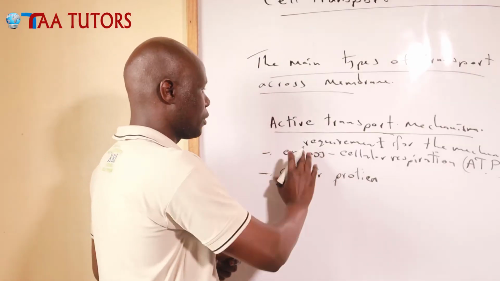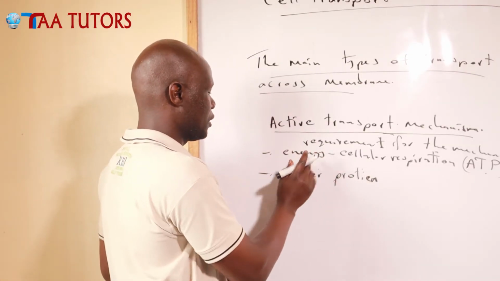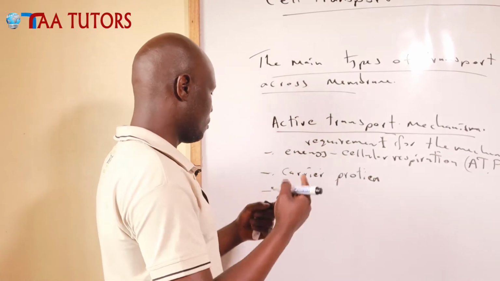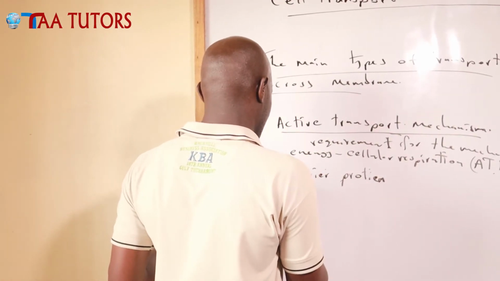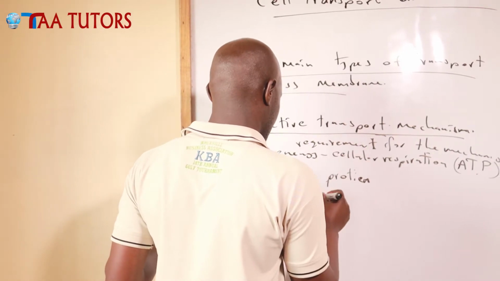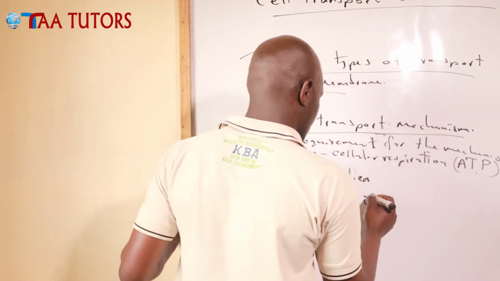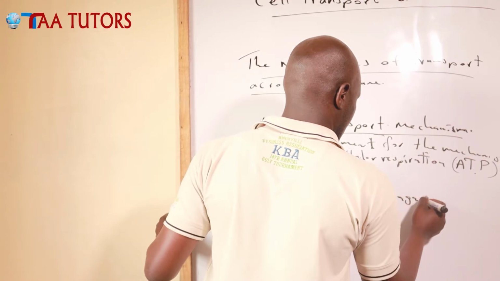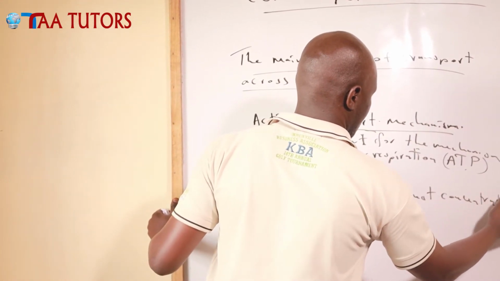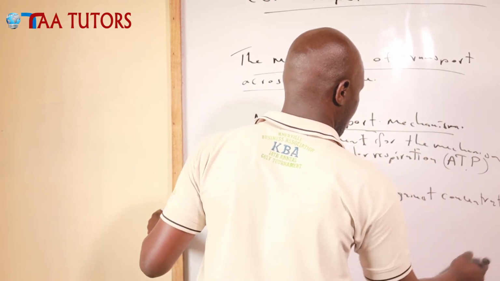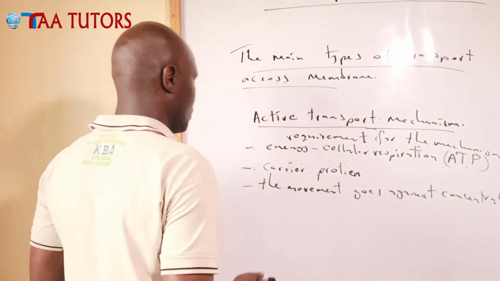Now, apart from the carrier and the energy, this movement normally goes against the concentration gradient. So the movement of the molecule goes against the concentration gradient. This is how the mechanism normally works.